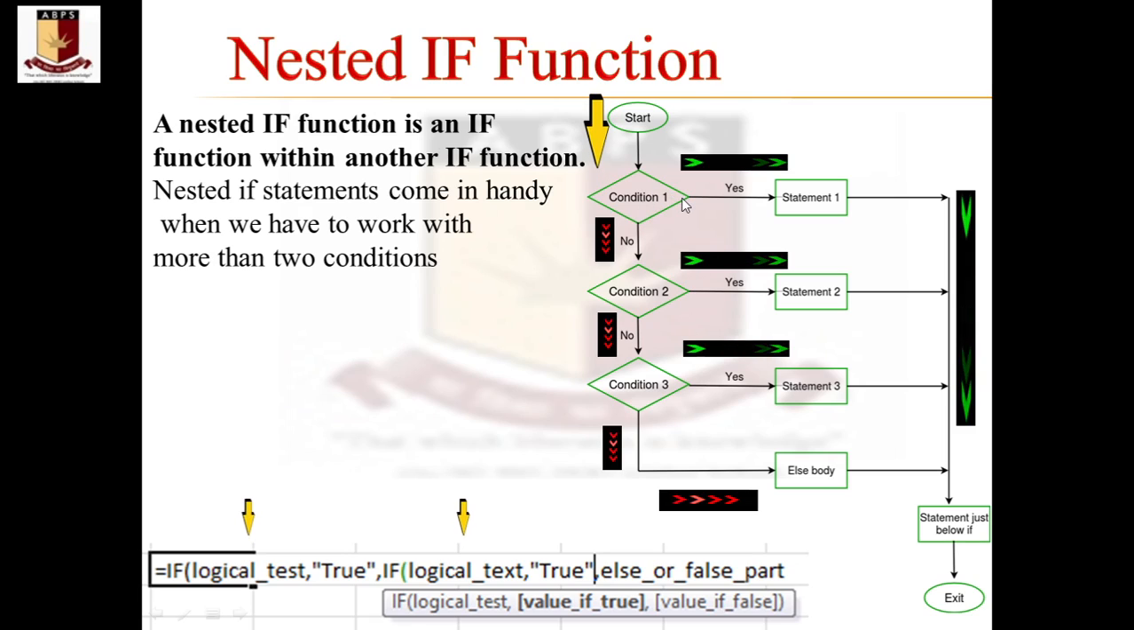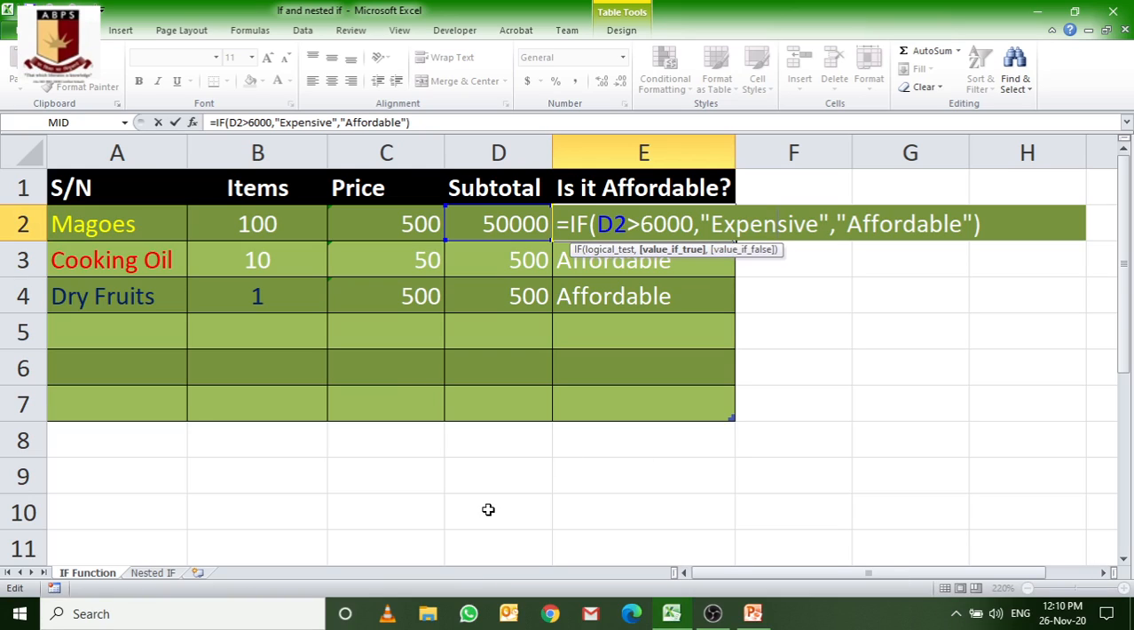How? Suppose this is condition 1. If it is true, then return true and exit. If not, then move to the next condition; if true, then true, otherwise move to the next, and so on. If all of the conditions become false, then it will move to the last false part and exit. This is called nested if, where we can test more than one condition in the same formula or function. So let's move to the sheet so we can easily understand.